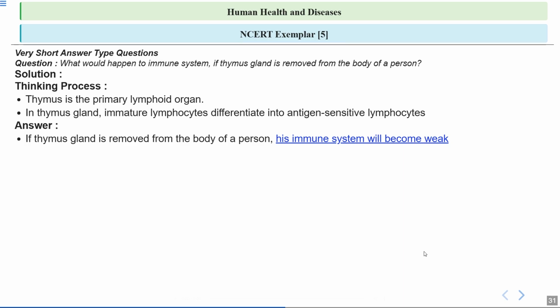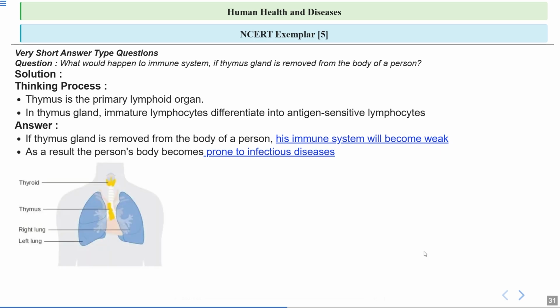So if the thymus gland is removed, the person's immune system will become weak. This is because the body loses its main site for T cell maturation, and T cells are crucial for immune defense. So as a result, the person's body becomes more prone to infectious diseases. In this image, you can see the location of the thymus gland in which T cell maturation occurs.